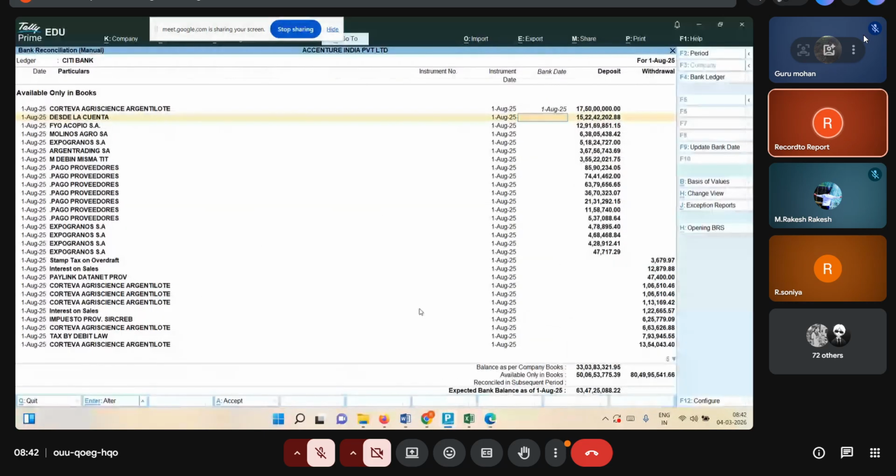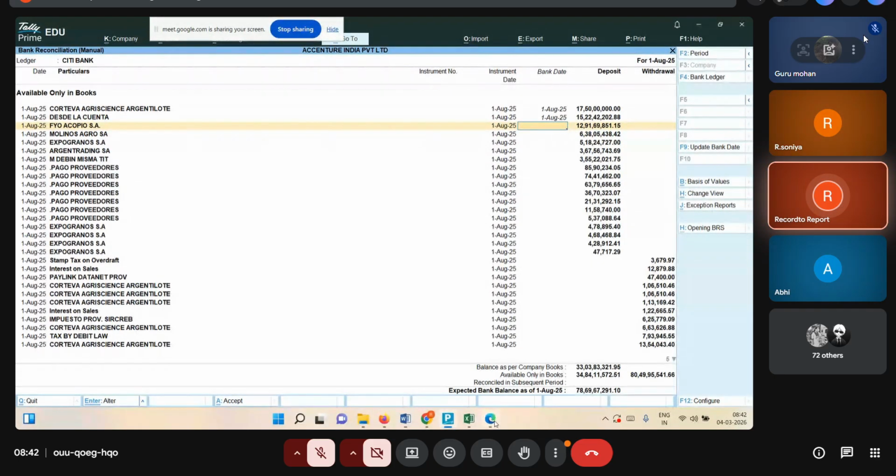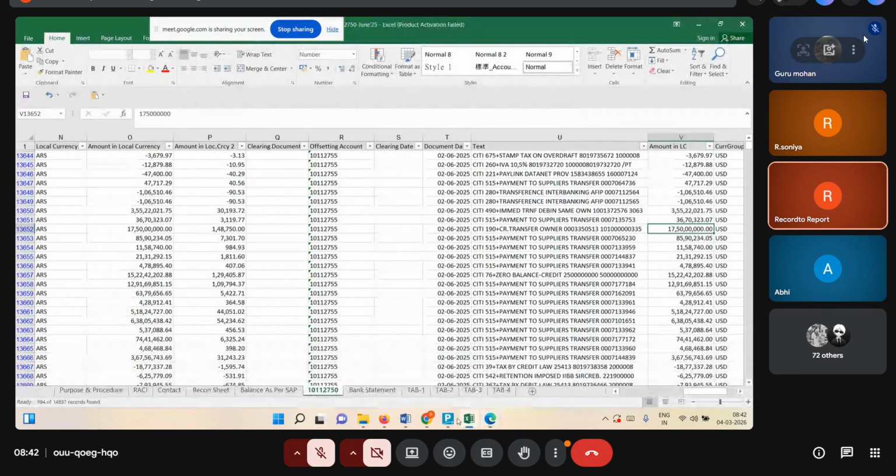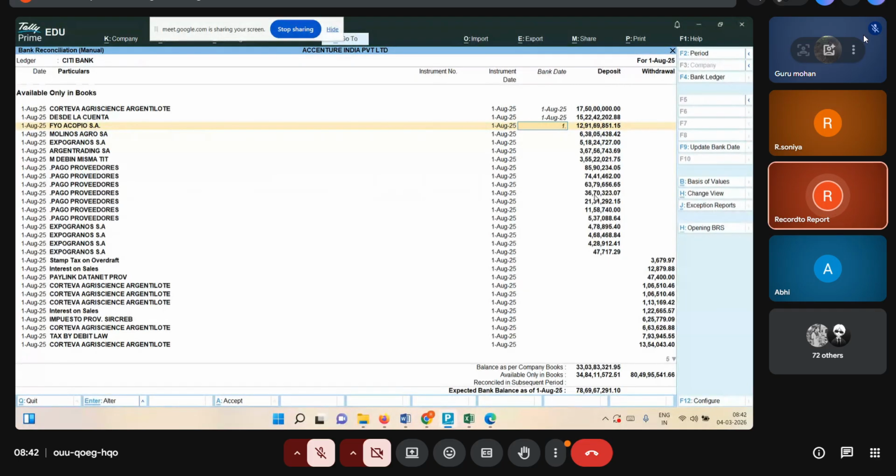152,242,202. So it is there or not, guys? Yes. So like this, manually we need to check if you want to perform the second, the third transaction. 129,169. So it is there in the bank statement. So we are updating the date.